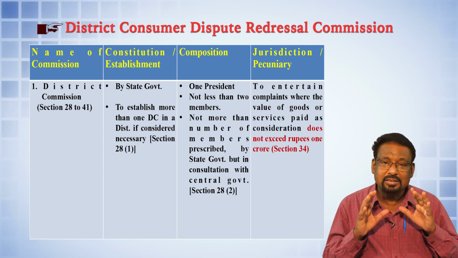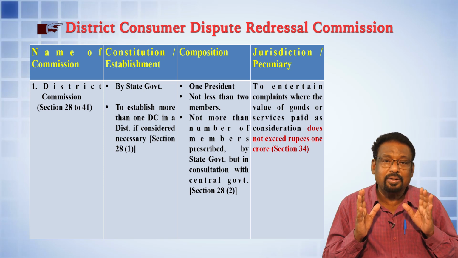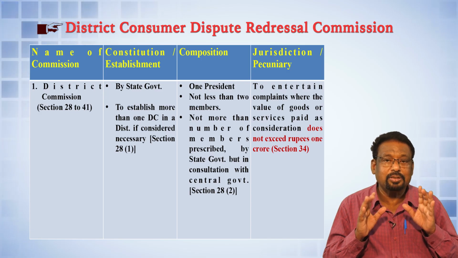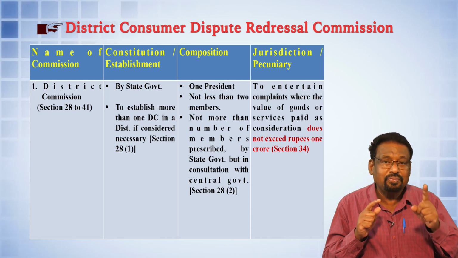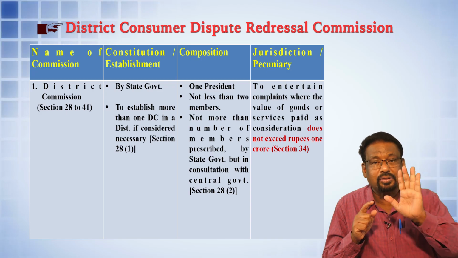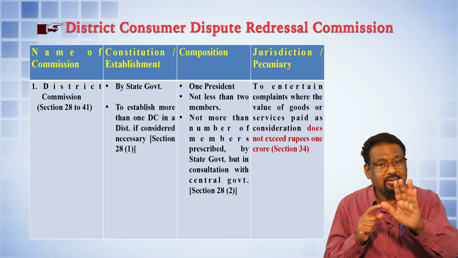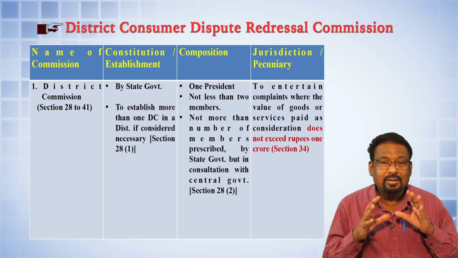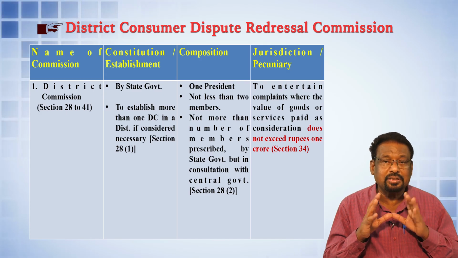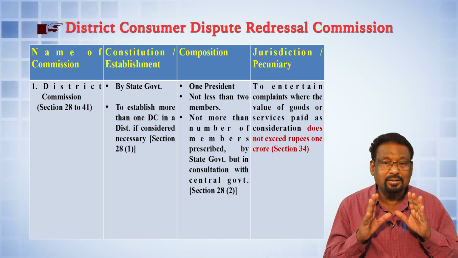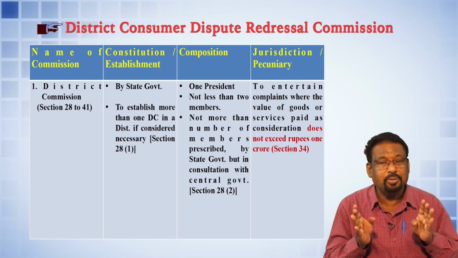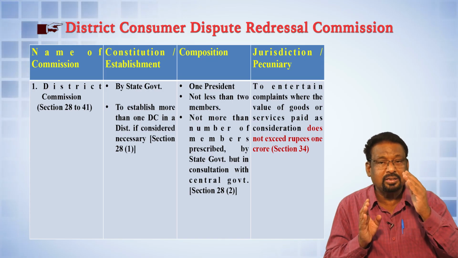in cases where a district is very large, the state government is vested with the power to establish more than one district commission within the same district. That power is also given to the state government, and there will be members. As far as the composition is concerned, there will be one president and not less than 2 members. Minimum 1 president and not less than 2 members.